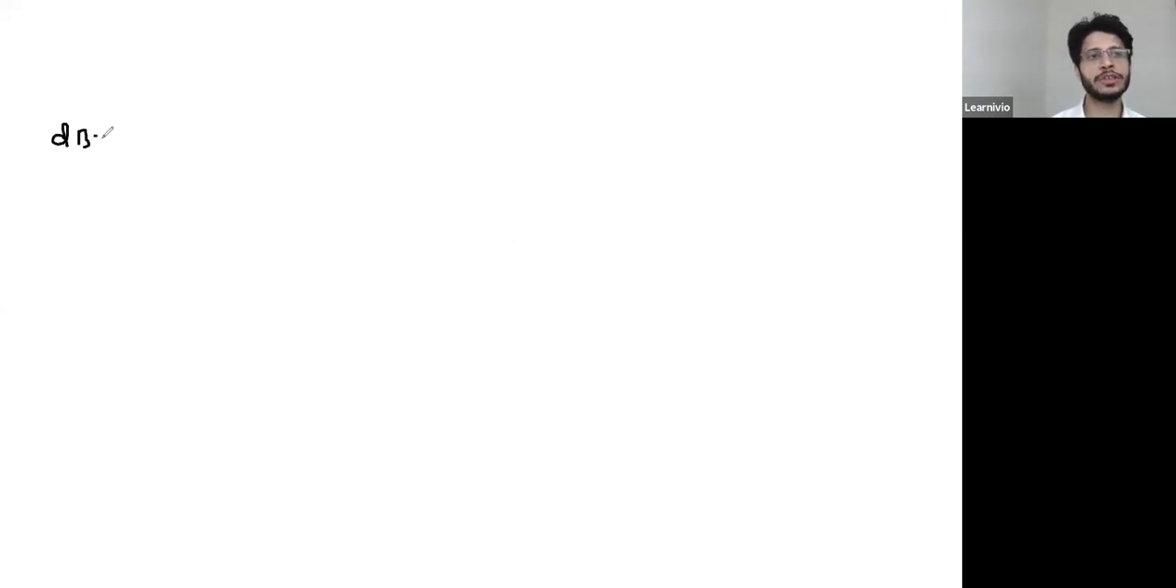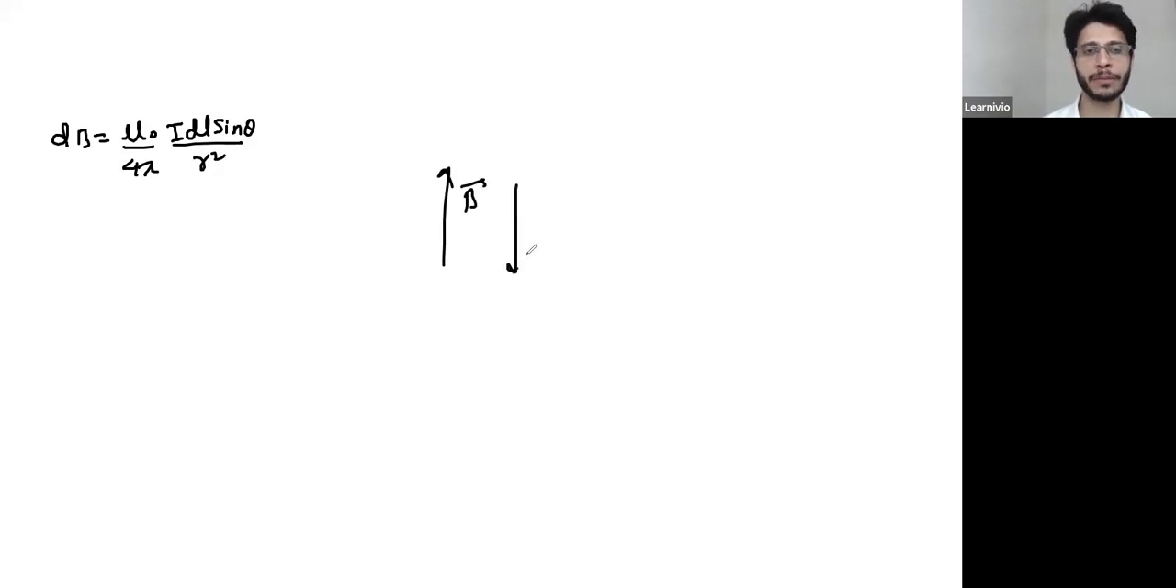While using this expression, mu naught over 4 pi I dl sine theta over r square, now if you are getting j cap, then using right hand thumb rule, it should be upwards because j cap is upwards. Outwards is k cap. If you're getting j cap, then your direction should be like this. If you're getting minus j cap, then this should be like this.